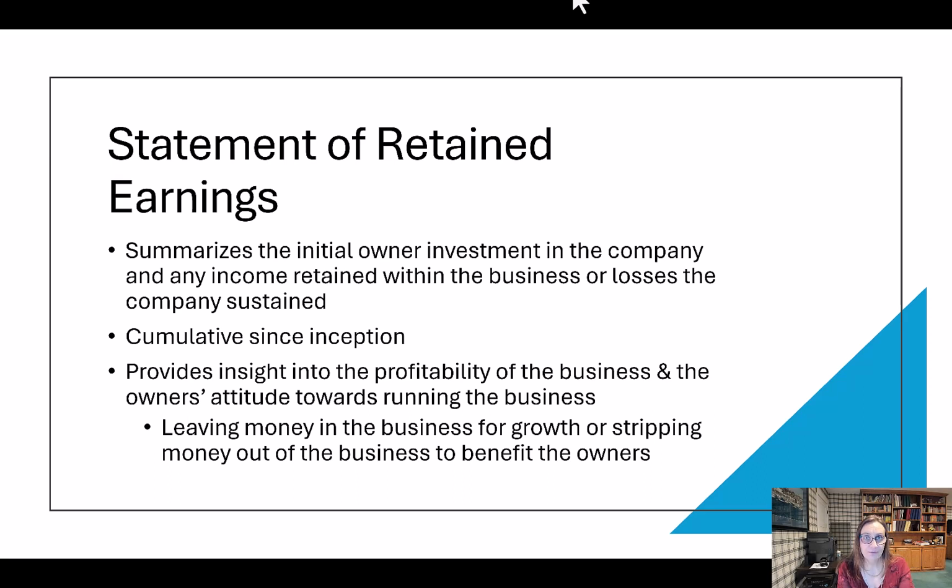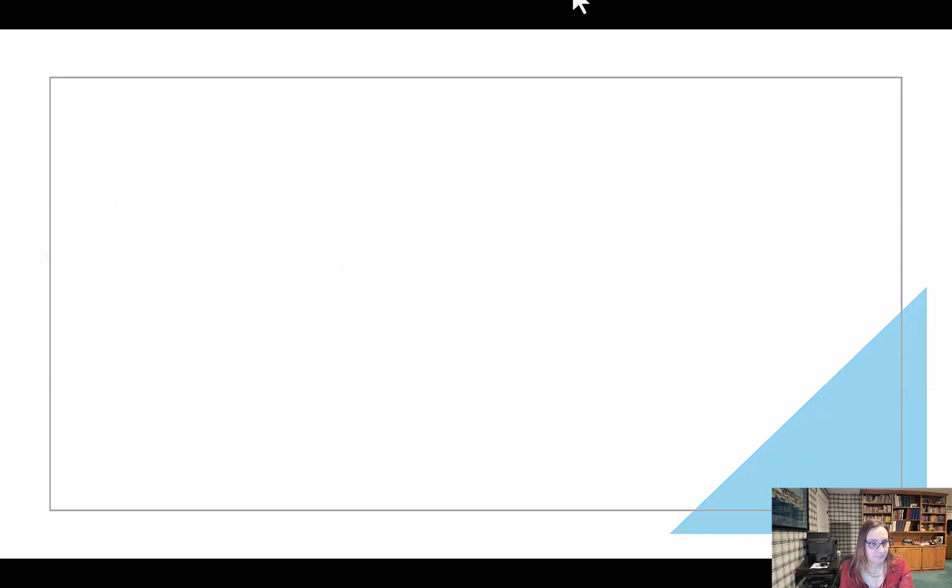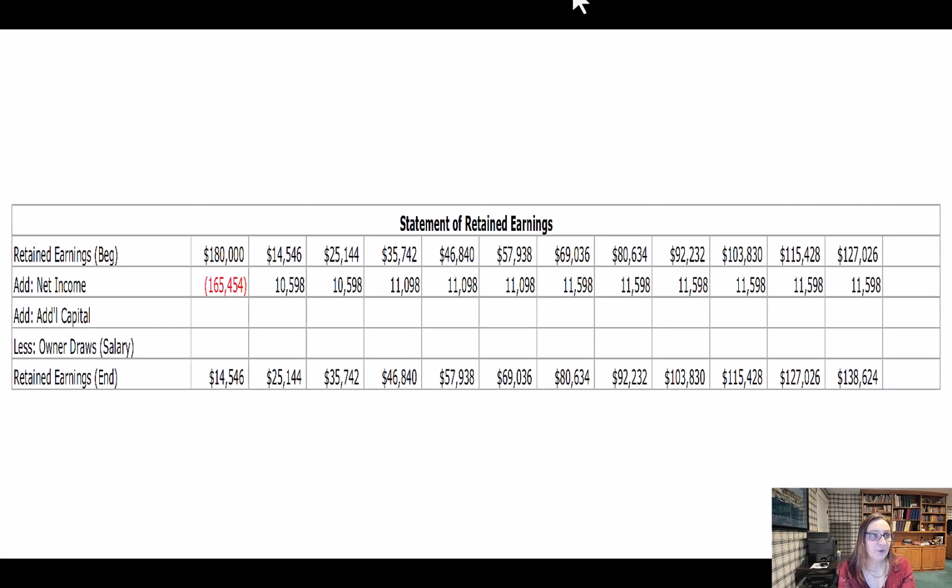It's cumulative since inception. It provides insight into the profitability of the business and the owner's attitude towards running the business. Is the owner leaving money in the business for growth or stripping money out of the business to benefit the owners? Here's my statement of retained earnings from my coffee house.